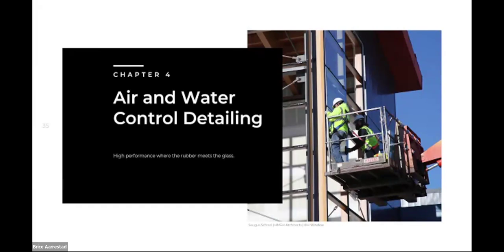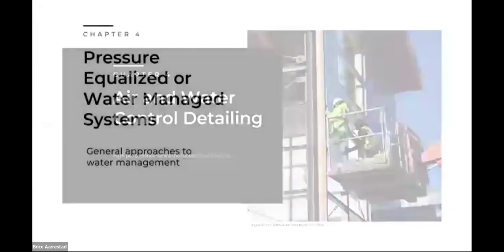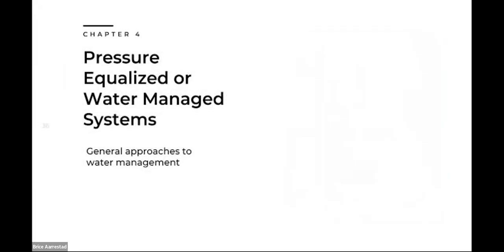The next chapter here is we'll talk about air and water control detailing. There are two different flavors, if you will, of curtain wall systems. There's pressure equalized and water managed curtain wall systems. Each of them have strengths and weaknesses. The system that we're demonstrating today is called a pressure equalized curtain wall.